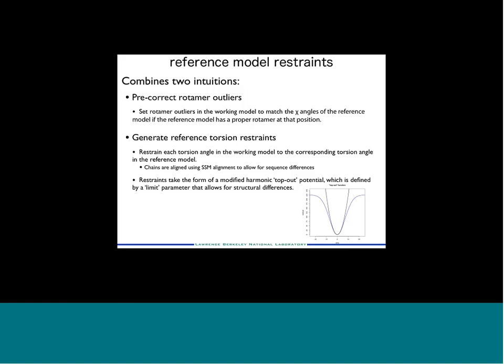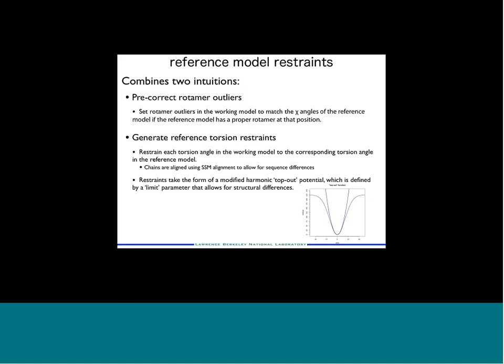And we put these restraints in what we call a top-out potential, which I've shown here depicted on the bottom right. And what this does is, instead of a normal harmonic, which is going to increase and restrain much more strongly as you move away from the target value, what the top-out does is, when you're very near to the target, it's going to pull on it like a harmonic normally would. But as you begin to move away, it will eventually top out or limit off. And what this allows is therefore automatic handling of differences between the reference model and the working model.